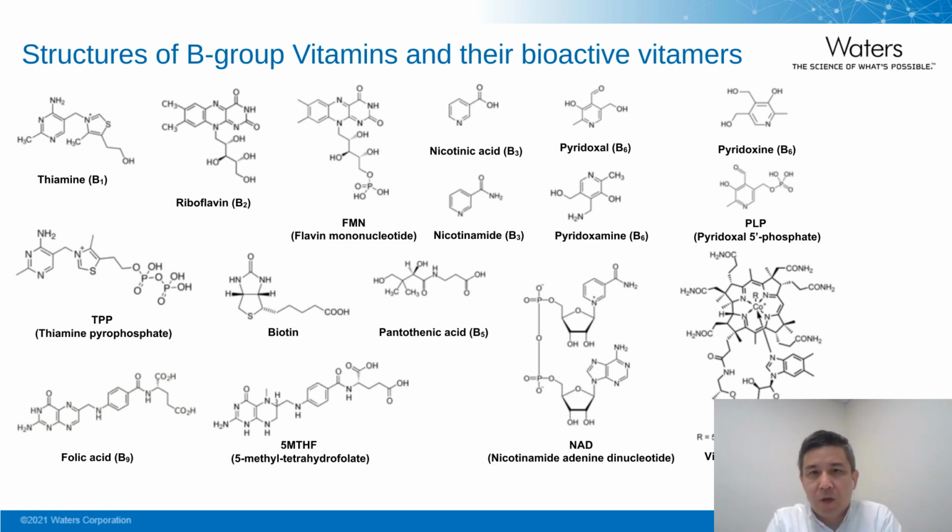Here are the structures of the B vitamins included in our study. As you can see, this is a group of compounds with very wide and diverse structures. The molecular weights range from less than 100 to over 1,000, and this group of compounds contains different functional groups, including phosphate, carboxylic acid, as well as amine, amide, etc.